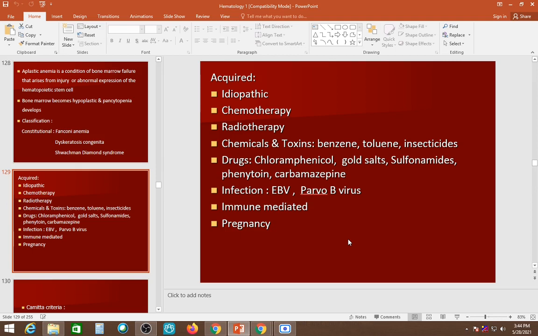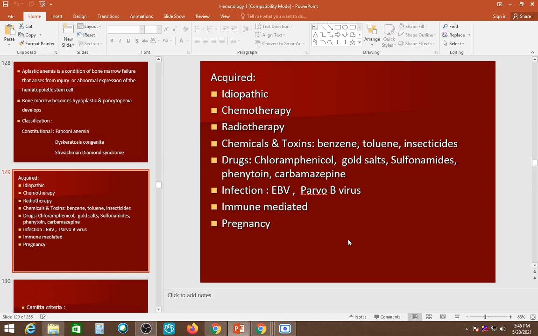Then chemotherapy can result in this bone marrow aplasia. Then radiotherapy. Then chemicals and toxins like benzene, toluene, insecticides. Then certain drugs that can cause this bone marrow aplasia, like chloramphenicol, gold salt, sulfonamides, phenytoin and carbamazepine. These are anti-epileptic. Then certain viral infections like Epstein-Barr virus, parvovirus. These cause bone marrow aplasia resulting in aplastic anemia.